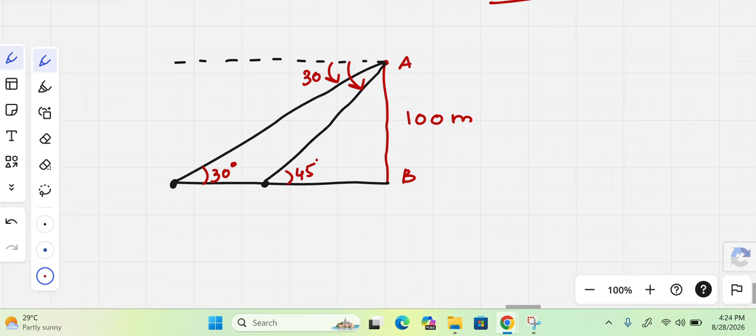Determine the distance traveled by the ship during the period of observation. That means from here to here, how much is the distance traveled? This position A, B, C and D. You have to find CD. That's it. See, word by word you read, you will not make a mistake. Please read it like that.